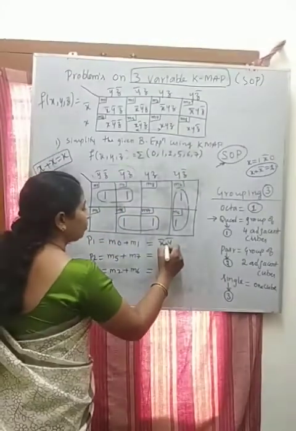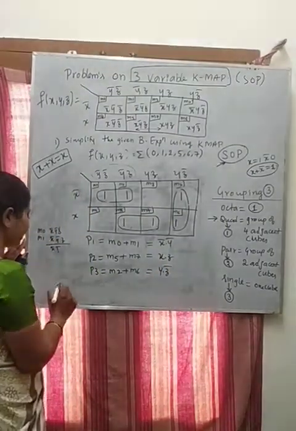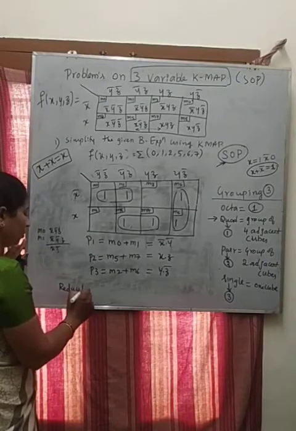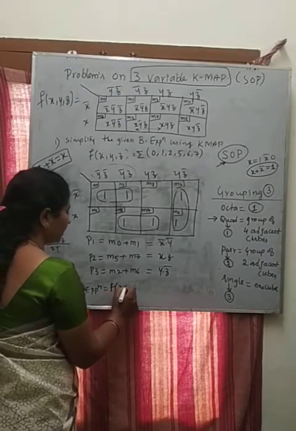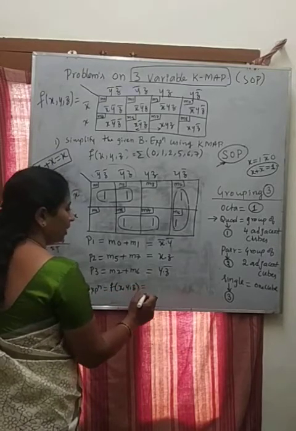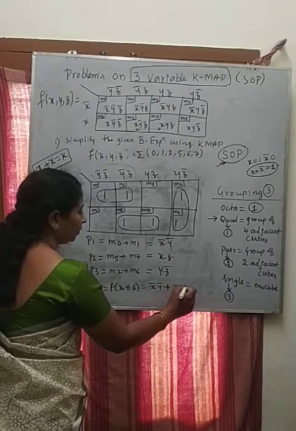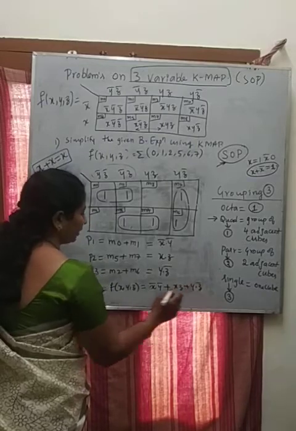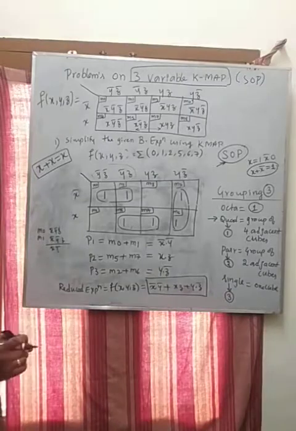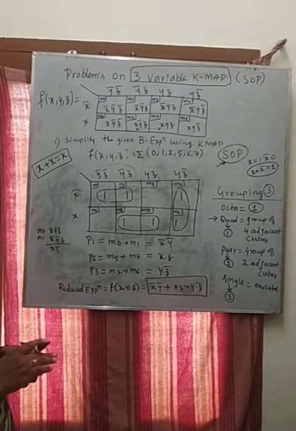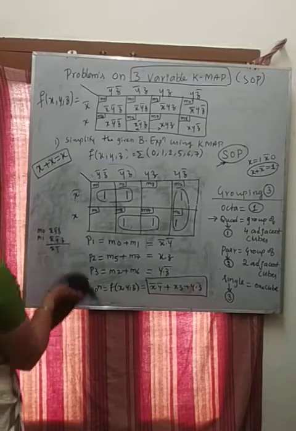Each term is a product term, that is logically added. Hence you will get the SOP reduced expression: f of x, y, z equals pair 1 plus pair 2 plus pair 3. This is your reduced expression. Okay. Shall we move to the next one?